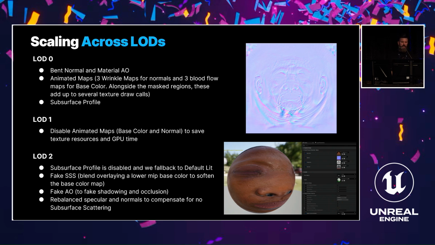The medium LOD material we expect to be used for NPCs and hero LODs for more mid-range hardware. So this material simply just removes the animated maps. And then the lowest LOD material disables as much as we can get away with and enables some fake subsurface scattering and fake AO to help make the MetaHumans feel more integrated into the environment.